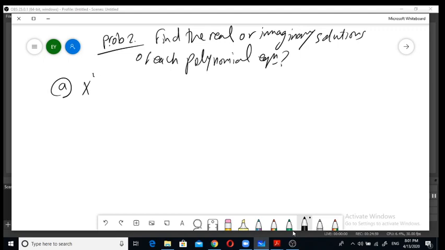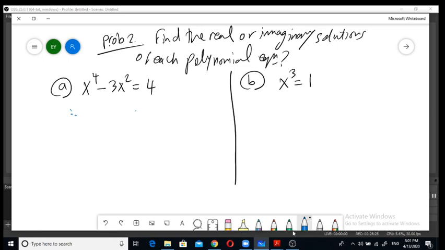First one, we have x power 4 minus 3x squared equal to 4. And B, we have x cubed is equal to 1. Then how can we find the solution for this polynomial equation? First, we are going to rewrite the expression according to the standard form p of x is equal to 0.